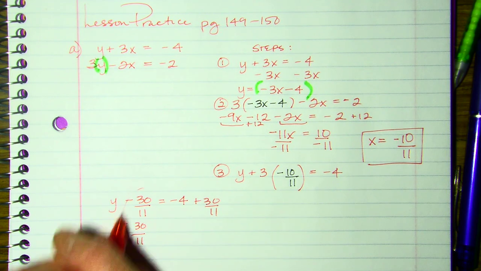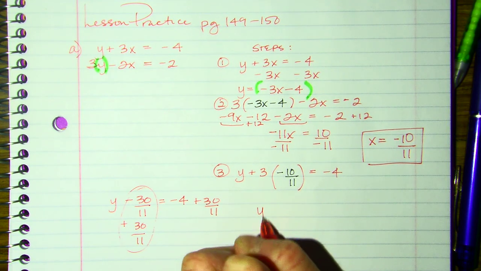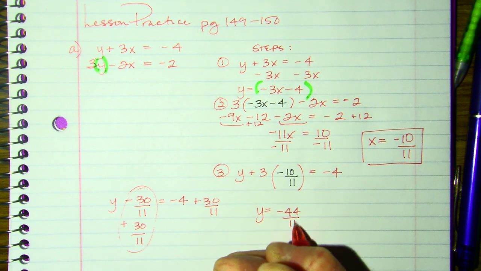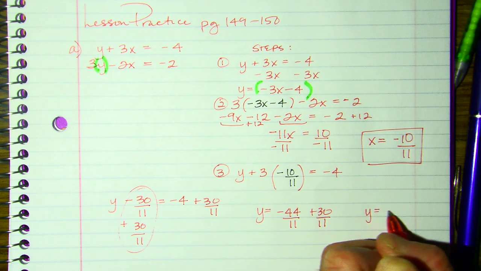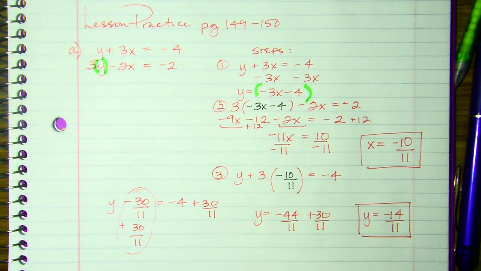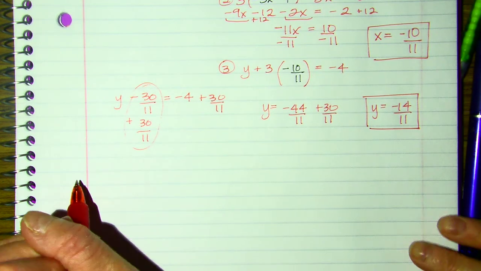Okay, so this is gone. I have to rewrite this to have a common denominator. So this becomes negative 44 over 11 plus 30 over 11, and y equals negative 14 over 11. And so those are my answers. Let's try B.